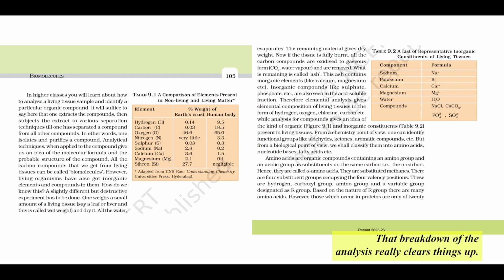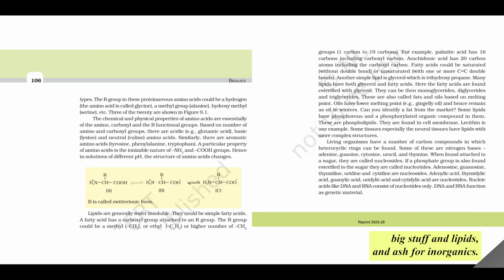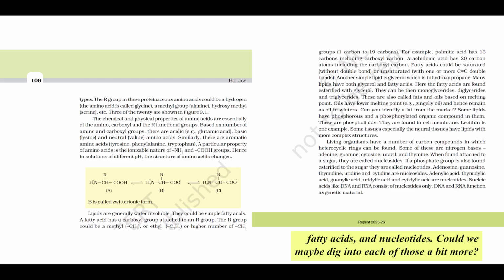That breakdown of the analysis really clears things up. Acid-soluble for small stuff, acid-insoluble for big stuff and lipids, and ash for inorganics. Got it. So focusing on that acid-soluble pool, you mentioned micromolecules like amino acids, fatty acids, and nucleotides. Could we maybe dig into each of those a bit more? I especially get confused between nucleosides and nucleotides. That difference always trips me up. Absolutely. That's a very common point of confusion, and it's crucial for exams, so let's definitely clarify it. These micromolecules are, as you said, the fundamental building blocks. Understanding their basic structure is the key to understanding everything else.